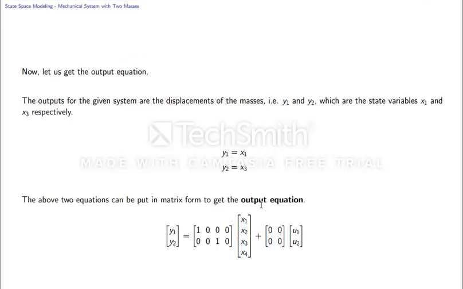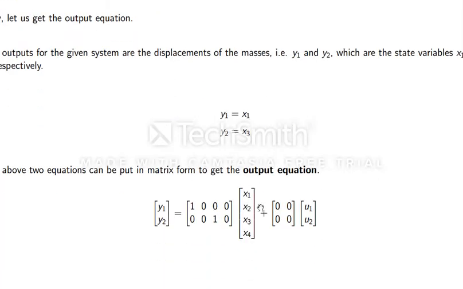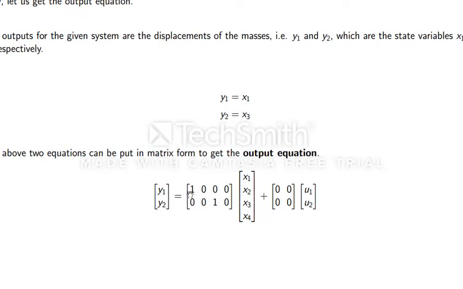Okay, so this equation also can be put in matrix form. y1 is equal to x1, 1 into x1, all other terms will be 0, and y2 is x3, these two are zeros, and 1 into x3, that is 1 comes here, and the element corresponding to x4 becomes 0. Okay, so this is the matrix form, and of course u1 and u2 will have 0 coefficients because there are no u1 and u2 here. So this equation is what we call the output equation.